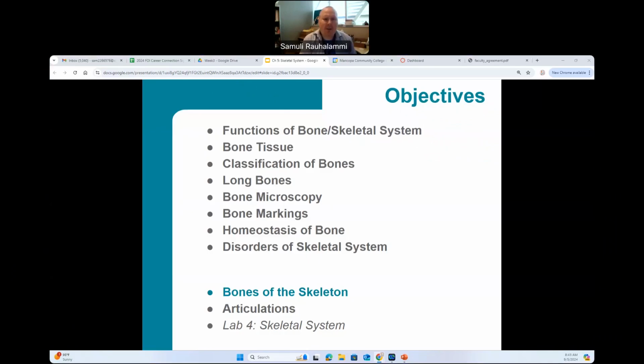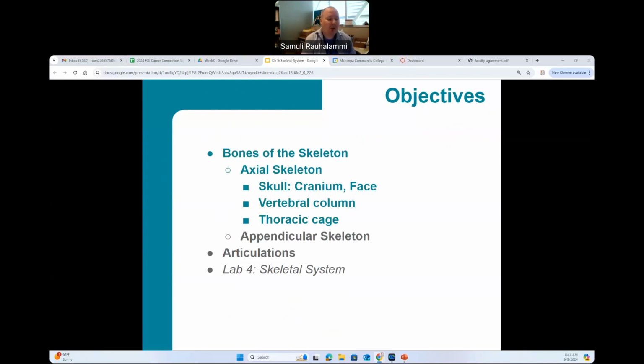Okay, so last time that we met, we went through some of the general content on the skeletal system, talking about things like functions and classifications, both macroscopic and microscopic structures. So what I'm hoping to do today is to really move on to start to review the different bones that make up the skeleton. So we're going to start with the axial skeleton.